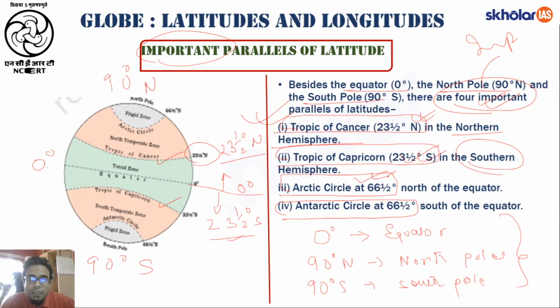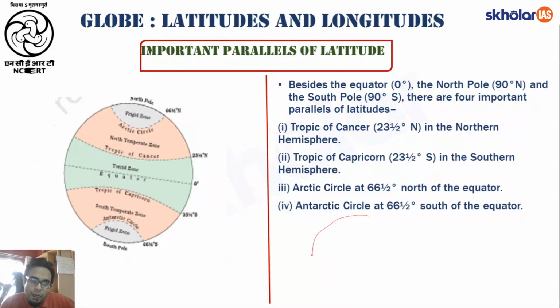Then we have the Arctic Circle, which is found at 66.5 degree north, right? So this is where we have the Arctic Circle, 66.5 degree north, and then we have the Antarctic Circle in the southern hemisphere, which is located at 66.5 degree south, right? Understood the important latitudes? Okay, let me draw it again for your better understanding.